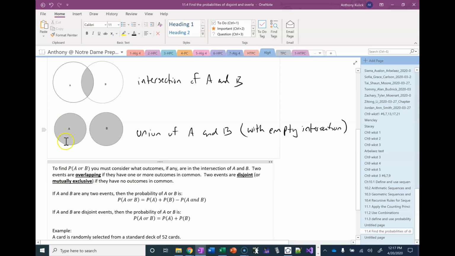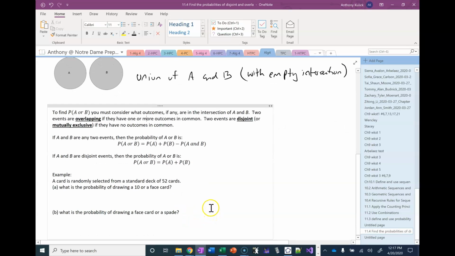However, if A and B are disjoint events, like we're seeing here, then the probability of A or B is just the probability of A plus the probability of B. Since there's no overlap, there's no region that we've counted more than once, so there's no reason to do any correction at the end there. Okay, so let's look at some examples here of some situations where we can try this out.